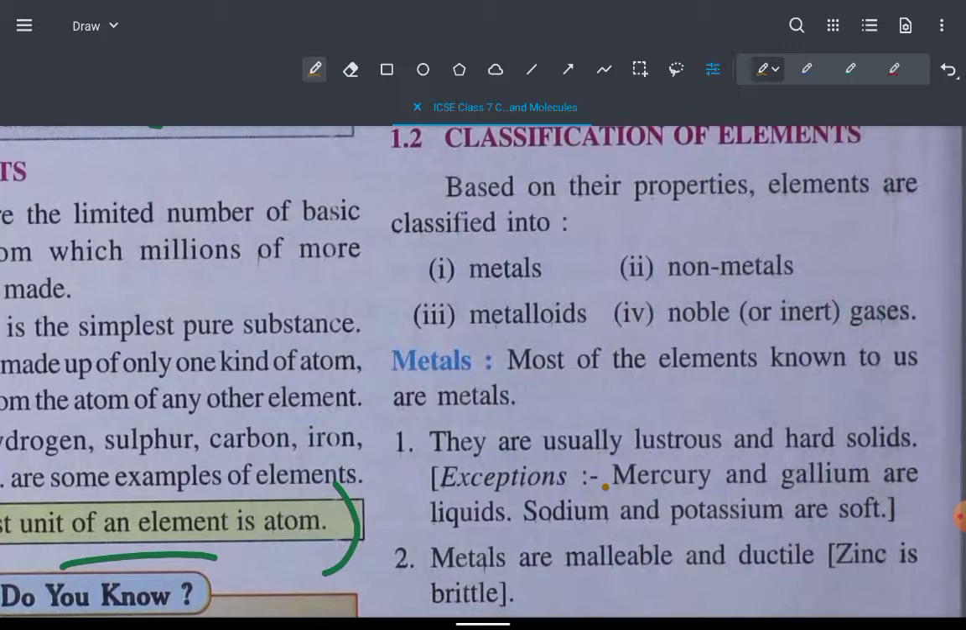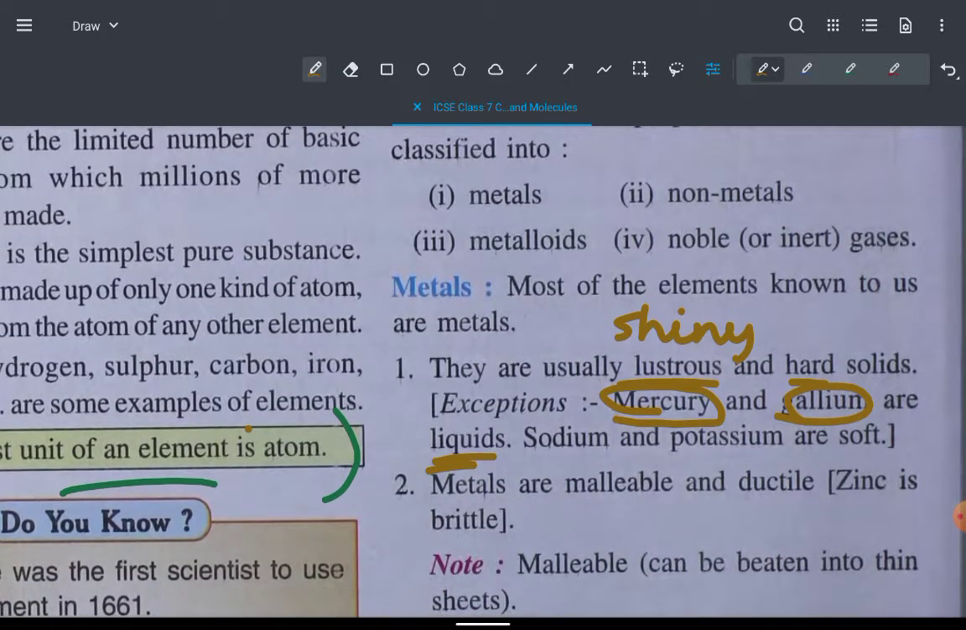Metals are usually lustrous and hard. Lustrous means they are shiny. যদি আমরা গোল্ডকে কনসিডার করি, গোল্ড ইজ শাইনি। অর ইফ উই কনসিডার কপার, আমরা যদি কপারের ইউটেন্সিল দেখি, সেটাও শাইনি হয়, মানে লাস্ট্রাস অ্যান্ড হার্ড। It's not that you can break it. If you try to break a gold chain, you won't be able to break it. It's very hard. But there are exceptions. Mercury is an exception, and gallium. Mercury and gallium exist as liquids, and sodium is also soft.